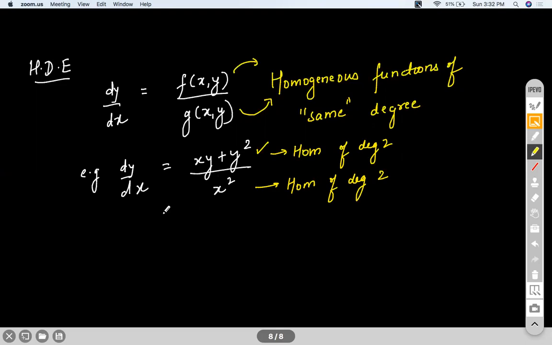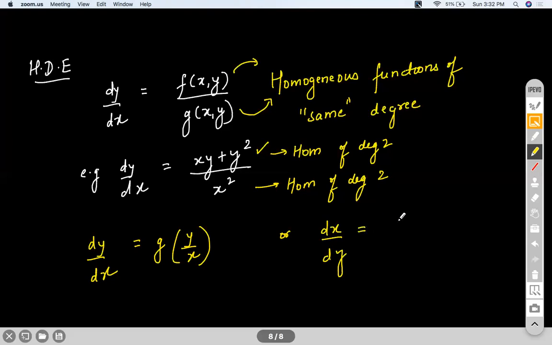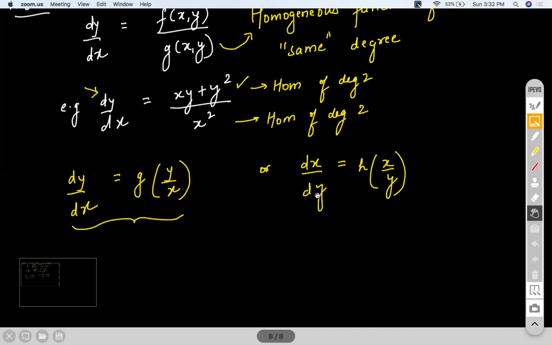Very simple. The idea is to convert such differential equations into, let's say, a function of y by x or x by y. It depends upon your call, because whenever you have dx by dy, we prefer converting it to something like a function of x by y form. Okay, how do you do that? Very simple. If you want to convert this differential equation into this format, all you need to do is divide both sides by x square.